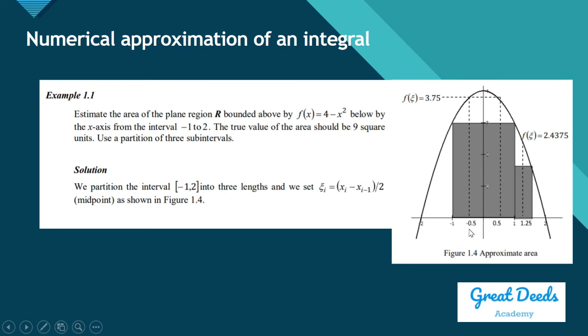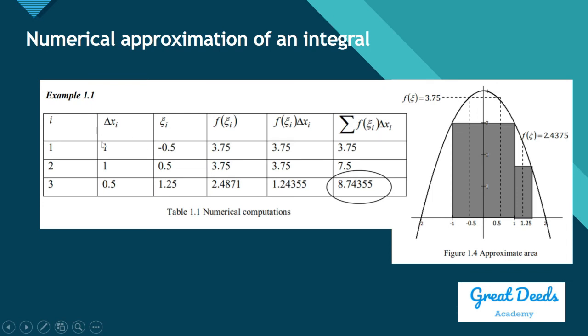So this is going to be f of -0.5. That will give me 3.75. And then I will get the product. The length is 1 times 3.75. That is the area of 1 rectangle. So let us obtain a numerical approximation of this area. This one, 1, this is the midpoint, this is f of -0.5. 1 times 3.75 is equal to 3.75. So the approximate area of this rectangle is going to be 3.75.